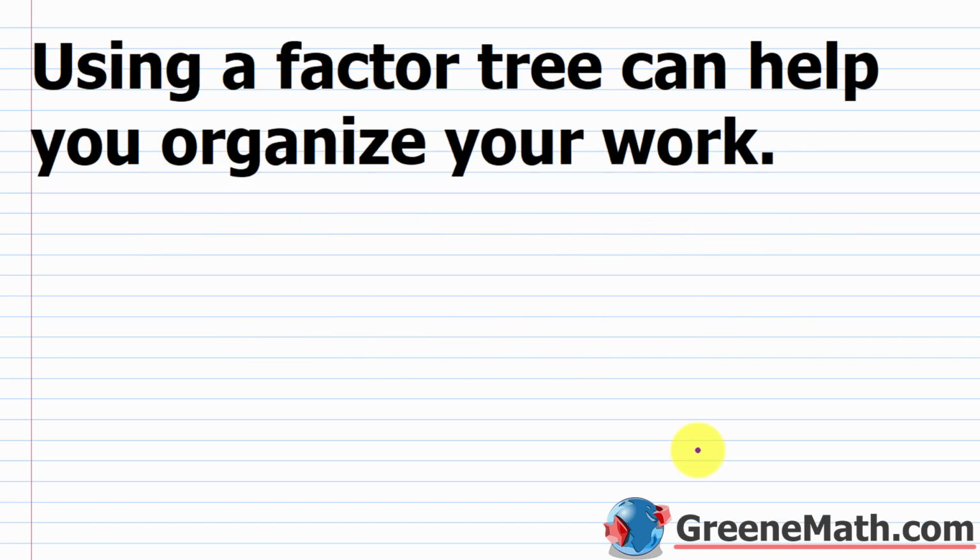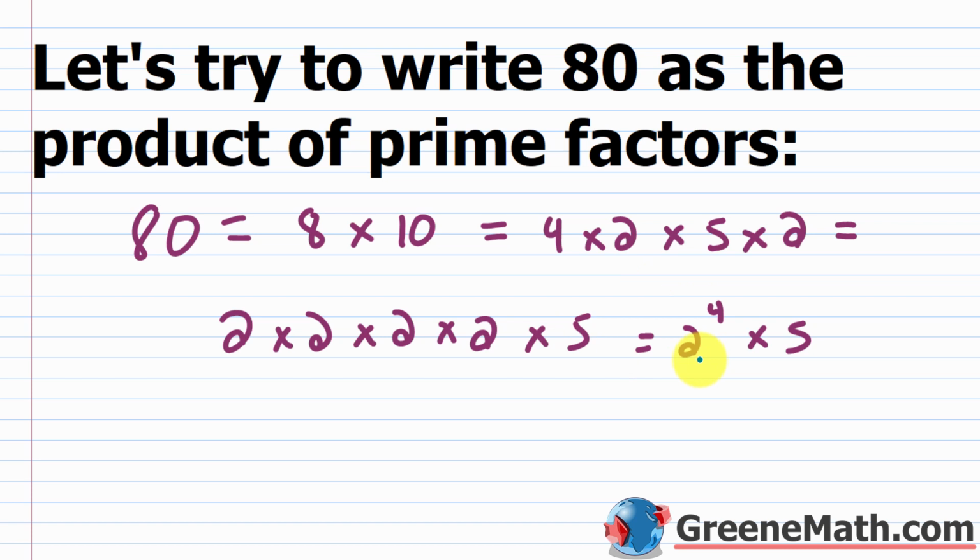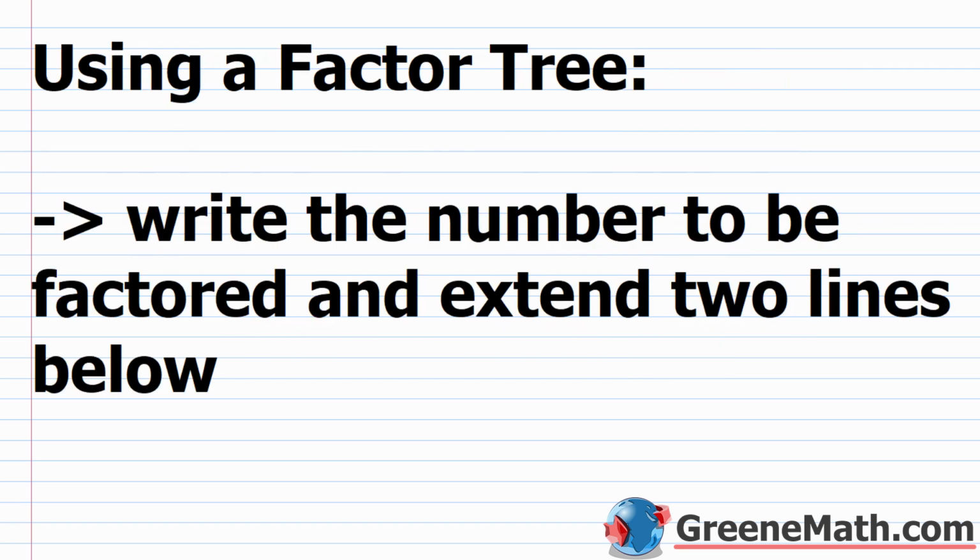Using a factor tree is generally a little bit better because it helps you to organize your work. This right here is kind of a mess and not organized. So in order to use a factor tree, you want to write the number to be factored and extend 2 lines below. These lines that you're extending below are going to basically be called branches.